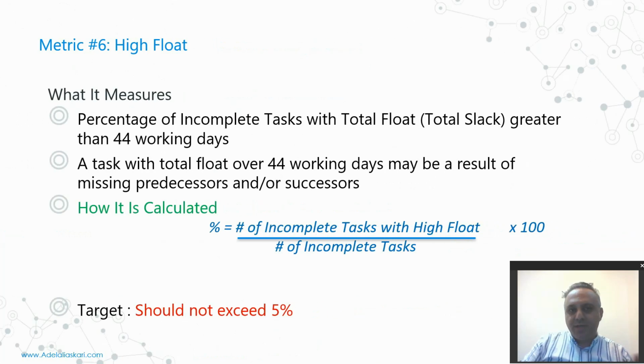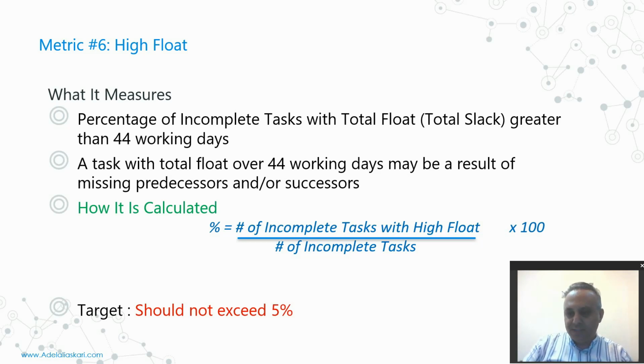The next criterion is the high float. The calculation equals the number of incompleted tasks with high float over the incompleted tasks, multiplied by 100. Again, it should not exceed 5%. High float means 44 days: if the float is more than 44 working days, or roughly 2 calendar months, it is considered high float. Then the activities that have more than 44 days float, over all the activities, should not be more than 5%.